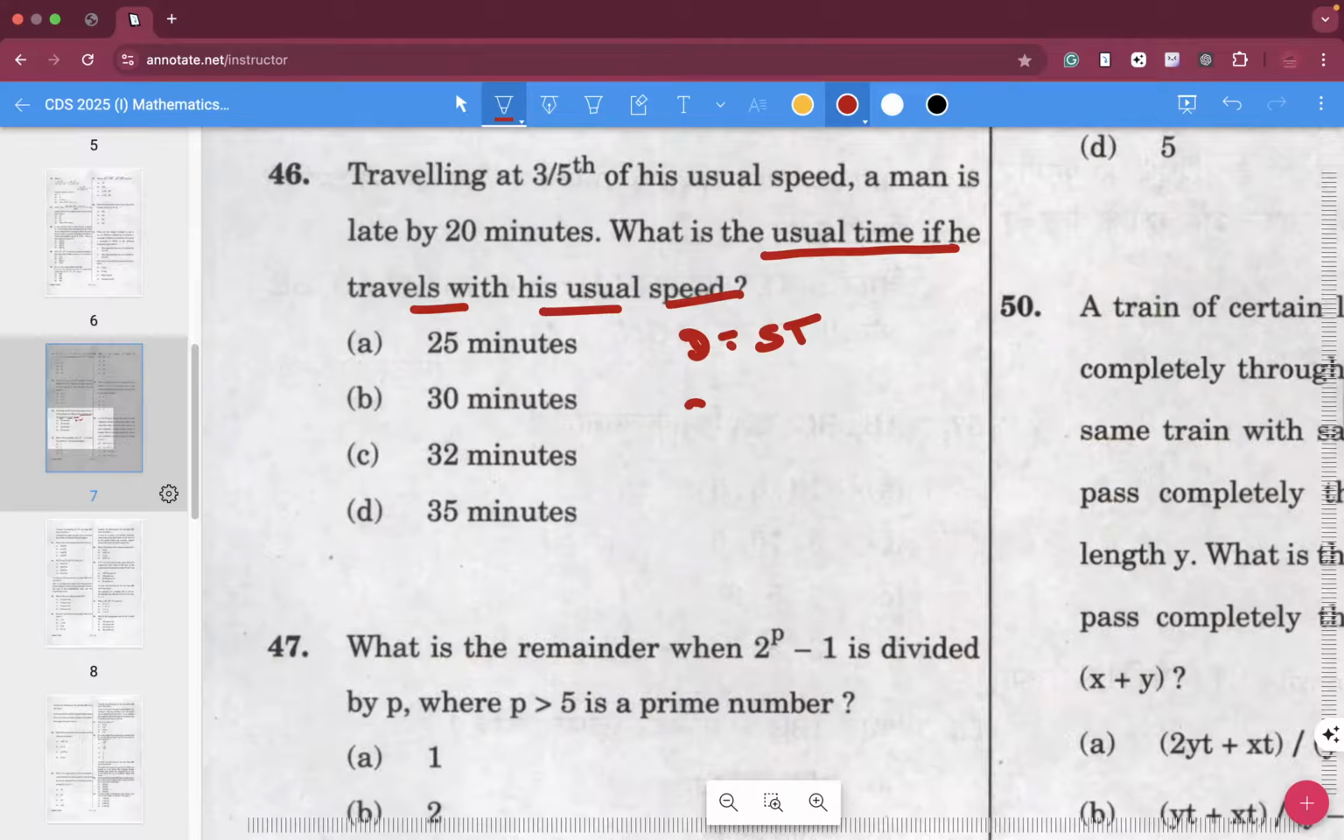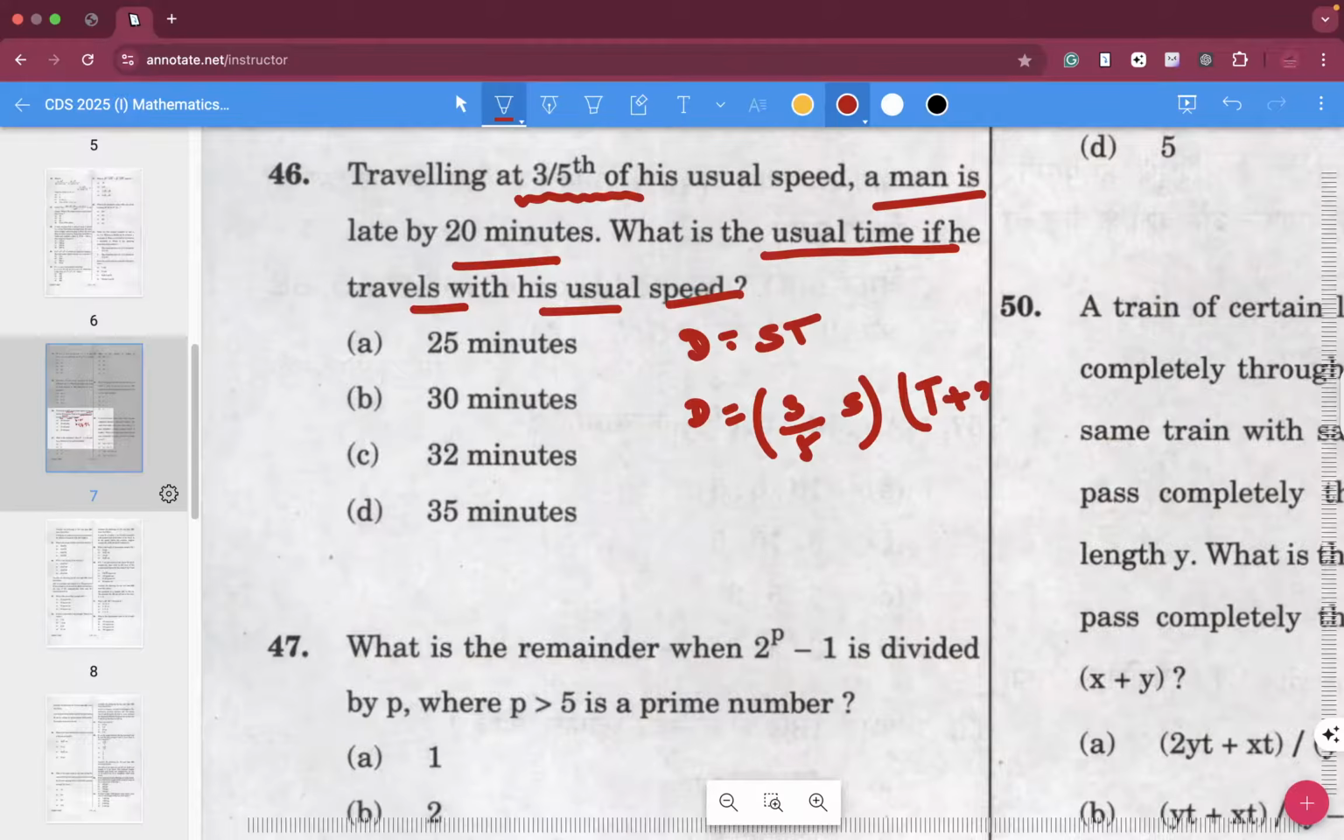Now distance is the same but his speed is 3/5 of his usual speed, so 3/5 into s. A man is late by 20 minutes means t plus 20. We need not worry about the units because everything is in minutes. So now we have to just solve for it.